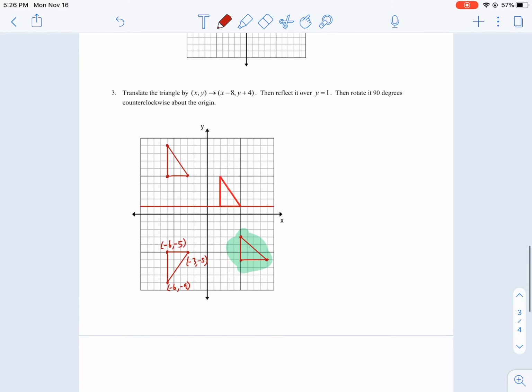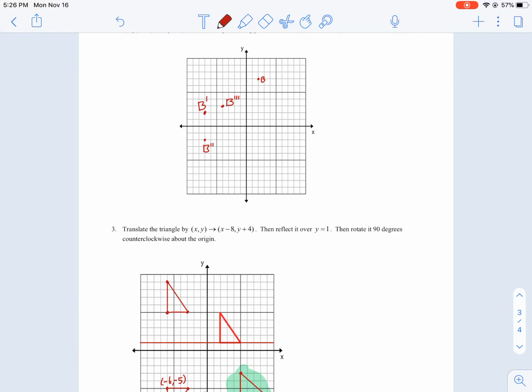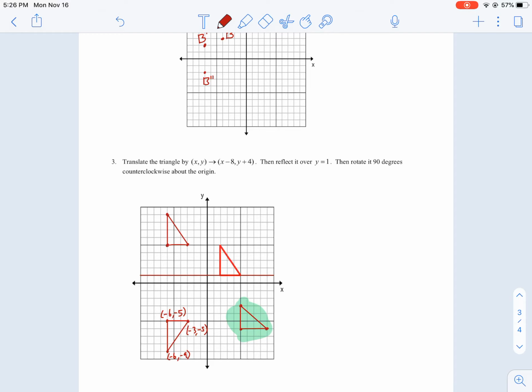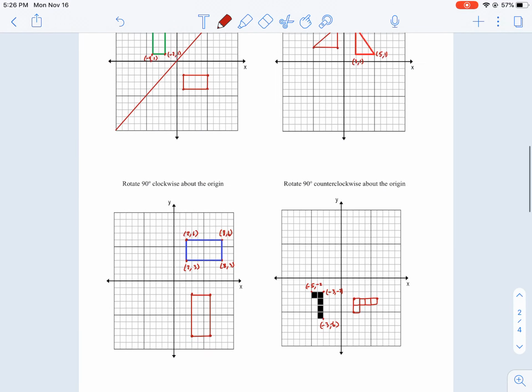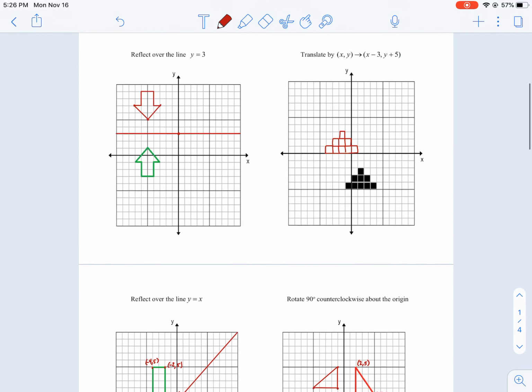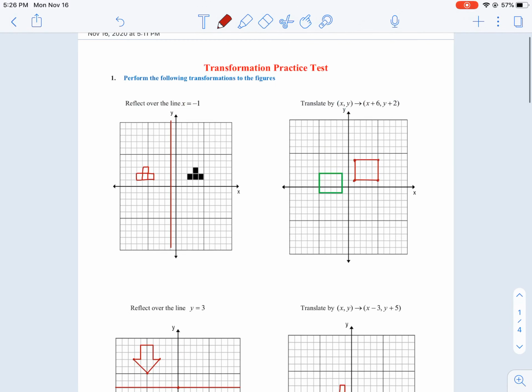So that's everything. All right. It's a lot of different kinds of stuff. Basically, you just need to know how to do these transformations. Okay. If you have any questions or you're confused about either of the 3 transformations, just let me know. We can go over it.